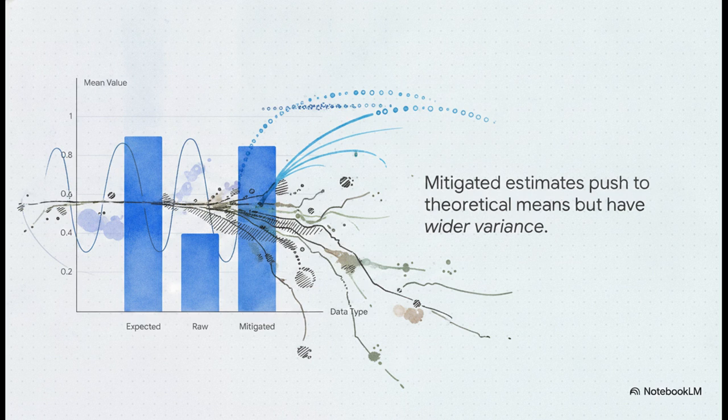Just look at how these values behave. On the left, you've got your expected theoretical mean, the perfect world scenario. In the middle, your noisy raw mean gets dragged way down, skewed heavily by hardware decoherence. Then on the right, the mitigated estimated mean tries its best to push that value back toward the theoretical ideal. But as we just talked about, it comes with a significantly wider variance. This right here is exactly why you have to treat your output as an experimental distribution.